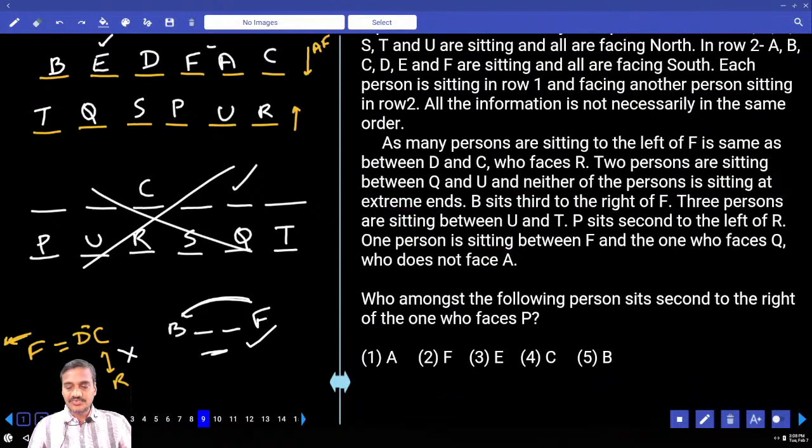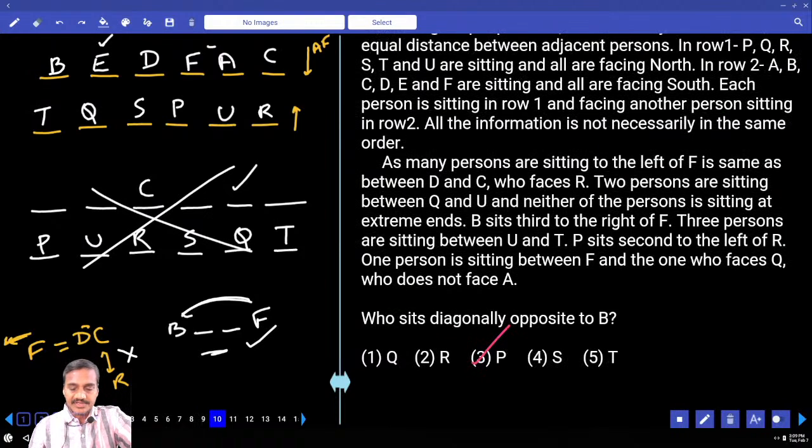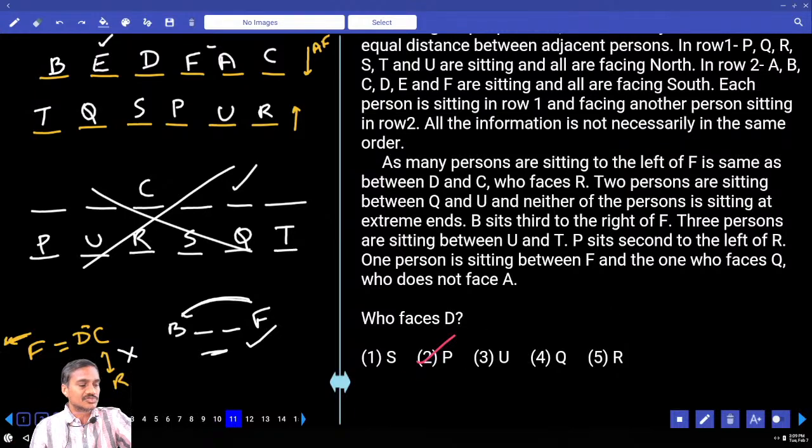Then who among the following persons sits second to the right of the one who faces P? P is opposite F, second right of F is E, that is choice 3, question number 9. Then the 10th one, who sits diagonally opposite to P? Diagonally opposite to P means R. Diagonal means from one corner to the other corner, that is R. Then next one, the 11th one, who faces D? S faces D, choice 1, 11.